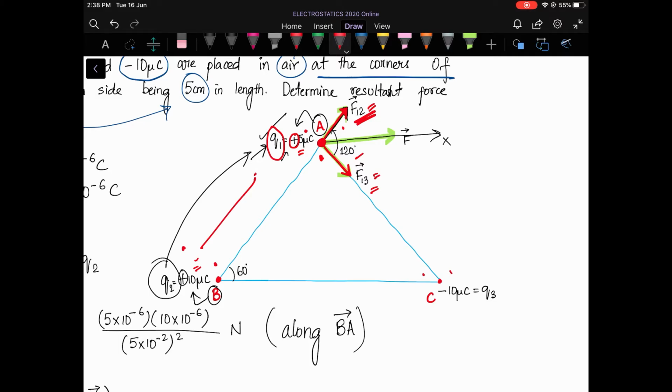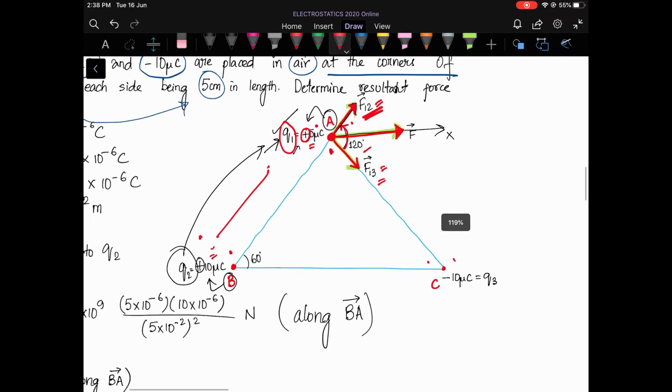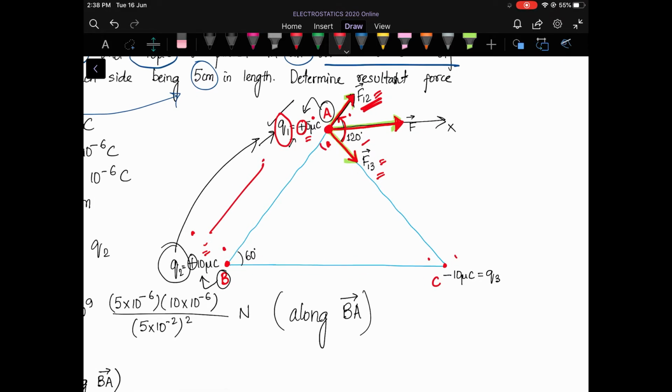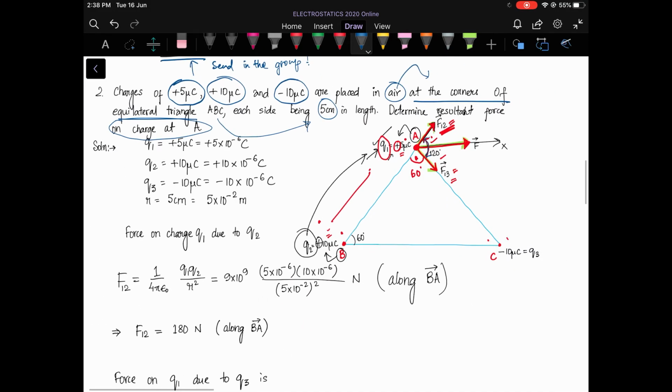Now when we do that, you will see that these two vectors are going to make an angle of 120 degrees between them, and the resultant force will be exactly in between them, as given by your parallelogram law. And we know, since it's an equilateral triangle, this angle is 60 degrees, so definitely we must have an angle of 120 degrees between the forces F12 and F13. Now, how do we write the total force?